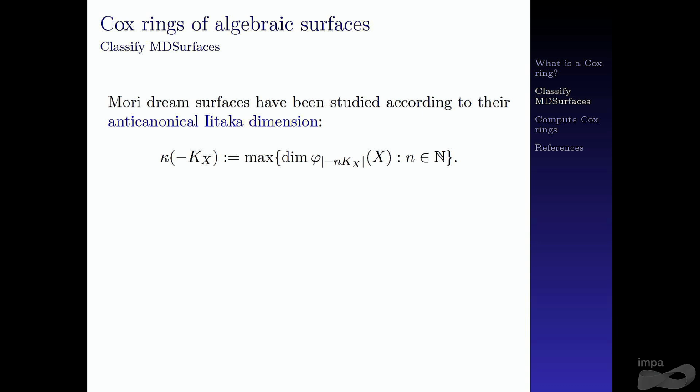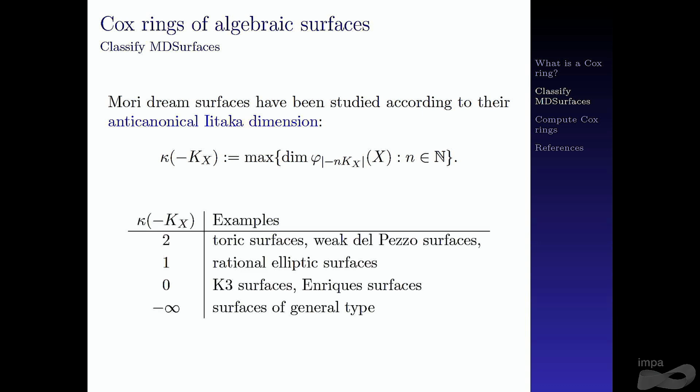And this is a number which can be between 2 and minus infinity. So 2 means that the anticanonical class is big. For example, we have here toric surfaces. We have Del Pezzo surfaces, or more generally, weak Del Pezzo surfaces. Weak Del Pezzo surfaces you can think of just as surfaces whose anticanonical class is nef and big, or if you prefer, they are minimal resolutions of Del Pezzo surfaces with ADE singularities.